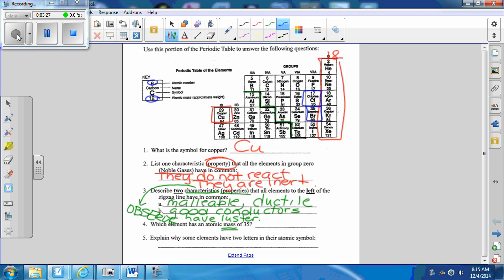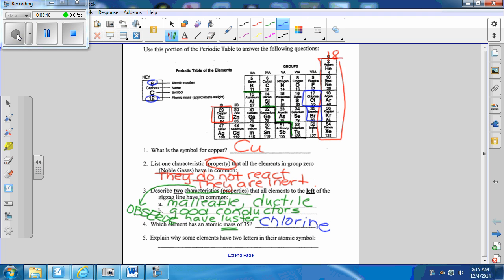So which element of these two has an atomic mass of 35? Excellent. Chlorine. That's the only one it can be because bromine, which other people wrote, that's its atomic number. So you have to be careful. If you put Cl, I accepted that as well.